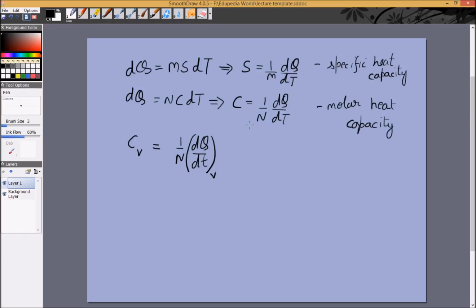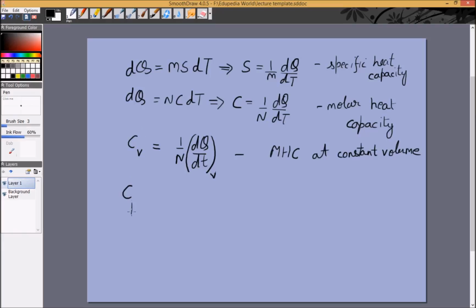We are specifically talking about gases, so the volume of the gas is constant, and this is called molar heat capacity. I'm just going to write MHC for short. Molar heat capacity at constant volume. And of course, this will be the molar heat capacity of a process if the process is isochoric. That means if in the process the volume of the gas is not changing.